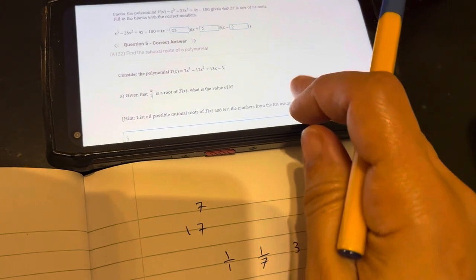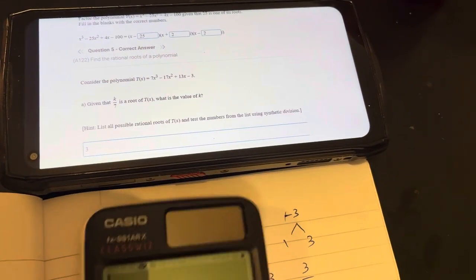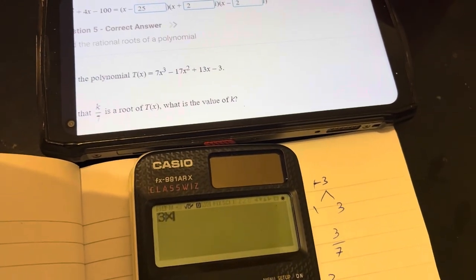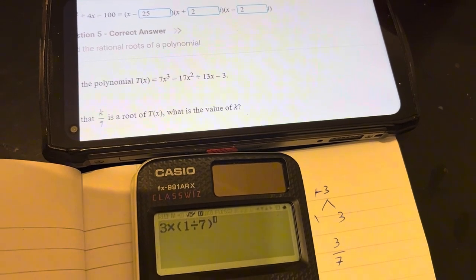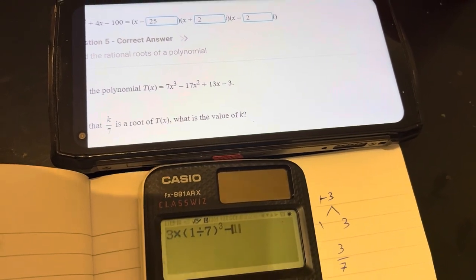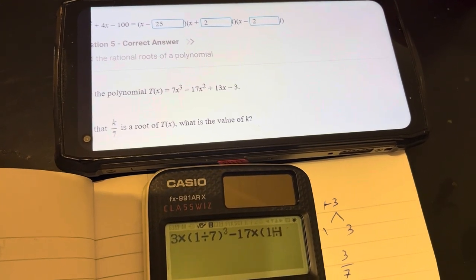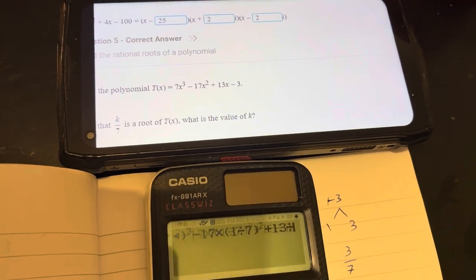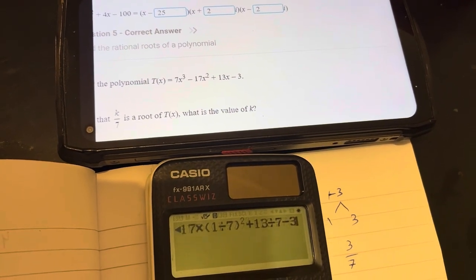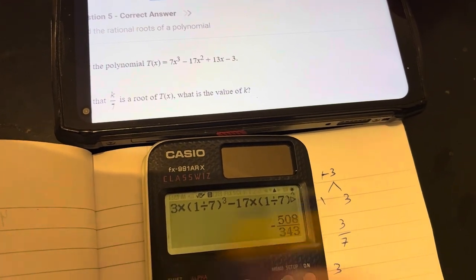Here you need to test the number because you don't know if you'll take 1 over 7 or 3 over 7. So I will test here 1 over 7. So 7 times 1 over 7 to the power of 3 minus 17 times 1 over 7 squared plus 13 over 7 minus 3. Here you got an answer. You didn't get 0, so that means 1 over 7 is not a root.